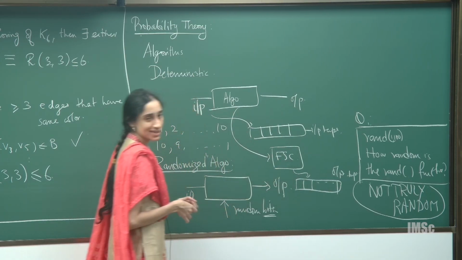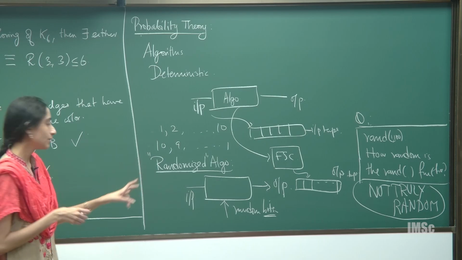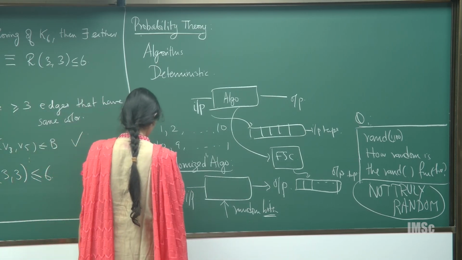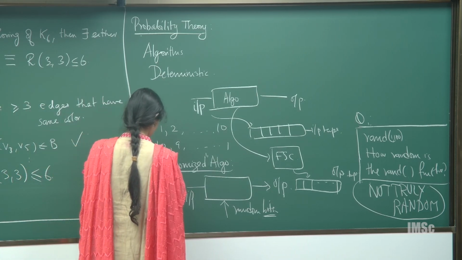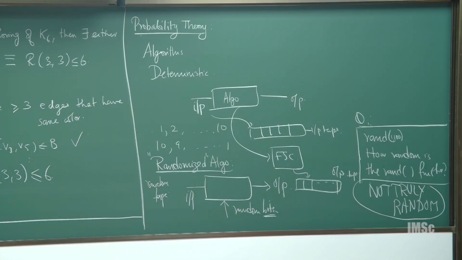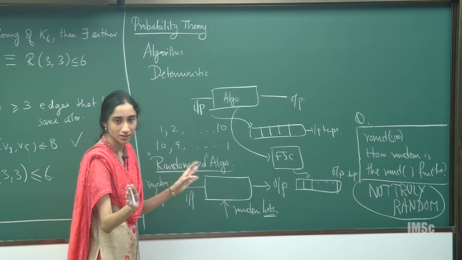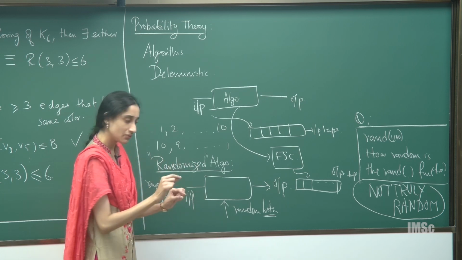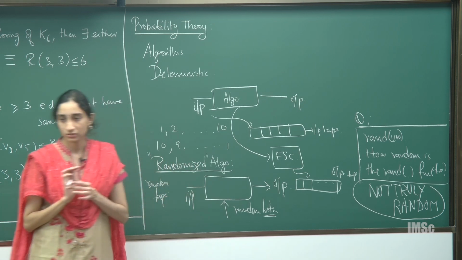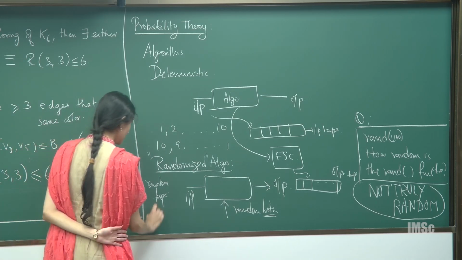So what about a randomized algorithm? There is an additional tape which is called the random tape, which has some random bits written on it. You can think of this as, at the beginning of the algorithm, you toss however many coins you want, 100 coins maybe, and write all the outcomes. Whenever the algorithm needs, it will go and read that tape. So this is called a probabilistic Turing machine.